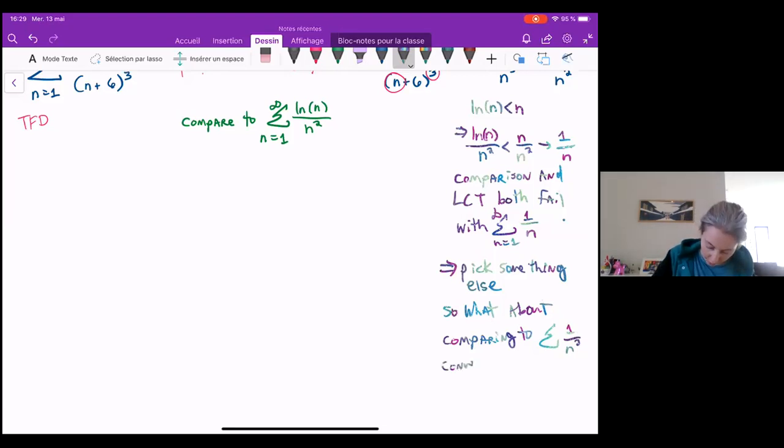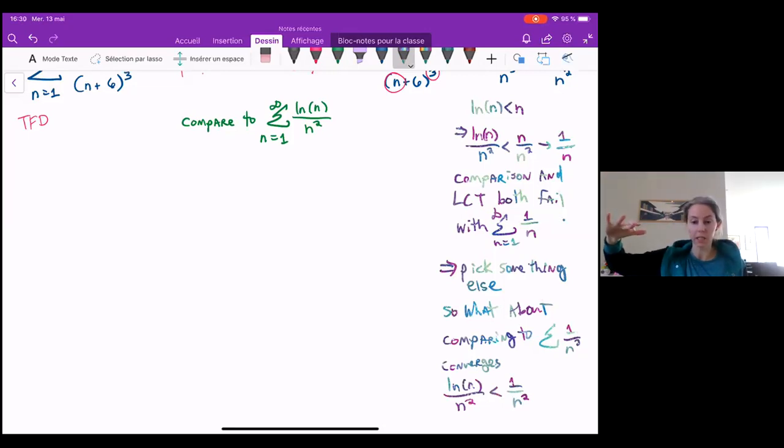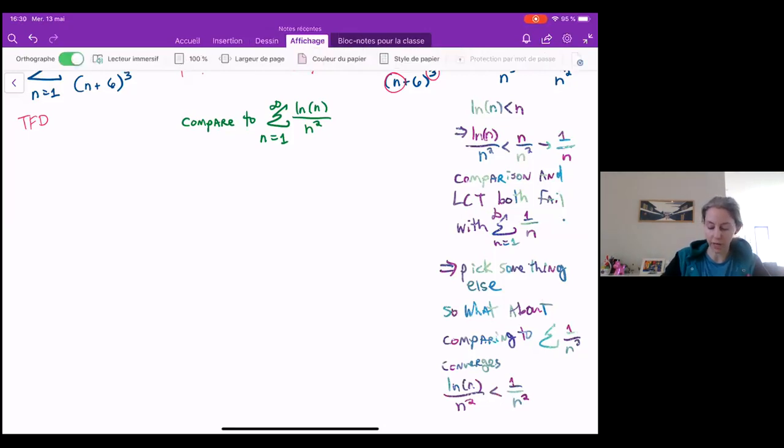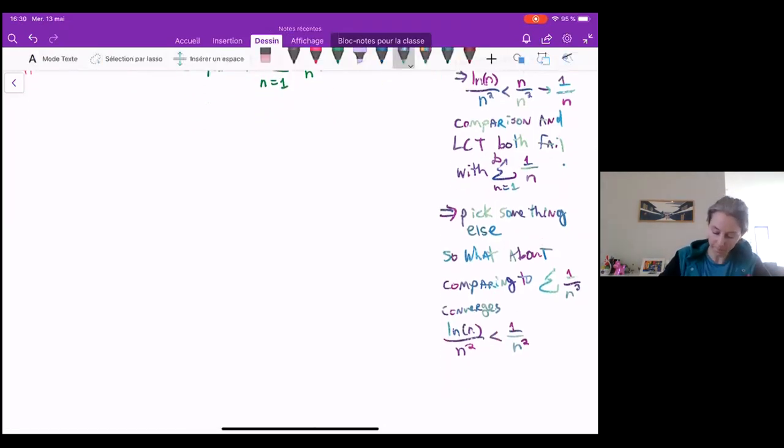So this converges. What we would want is ln n over n squared to be less than 1 over n squared. But I can see ln n is definitely not less than 1. Ln n is growing, 1 is just staying the same. So that inequality fails for us. And for the same reason that the limit comparison test failed with 1 over n, the limit comparison test will fail here as well. So we have both comparison and limit comparison test fail.